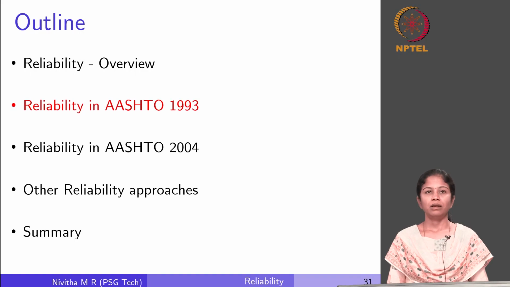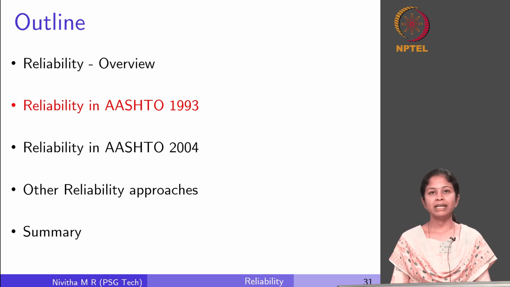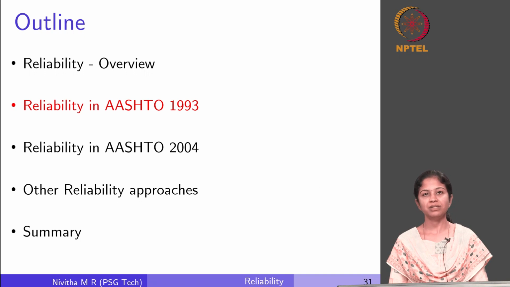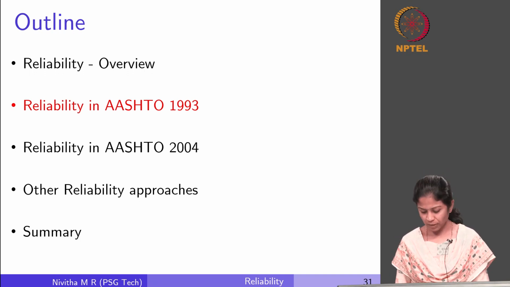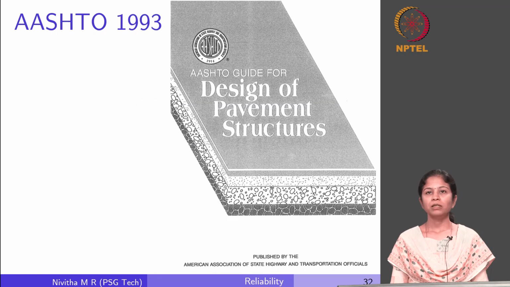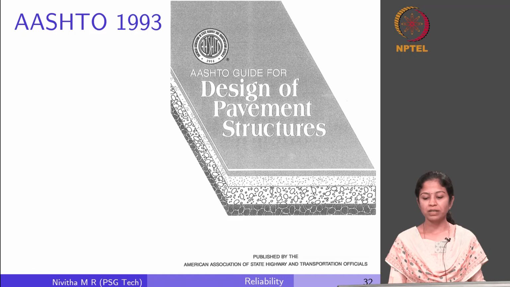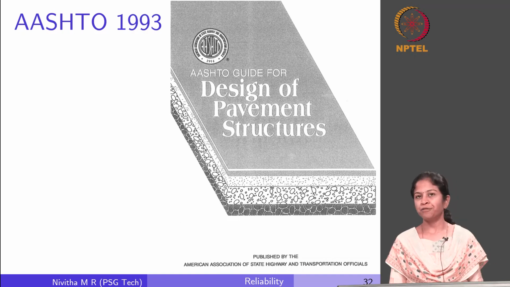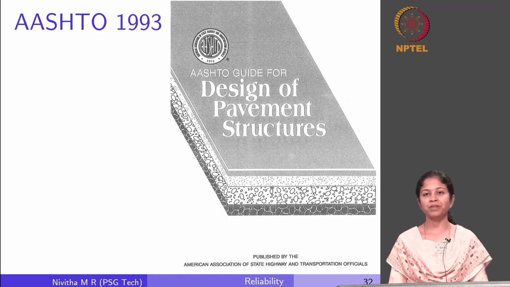Hello everyone, welcome back. In this lecture, we are going to look into the reliability aspects and its considerations in the AASHTO 1993 design procedure. Okay, so let's get into the design procedure straight away. So this is the AASHTO guide for design of pavement structures. In fact, it is the older version of the AASHTO guideline. It is succeeded by the MEPDG in 2004.